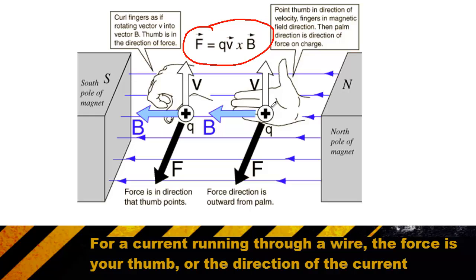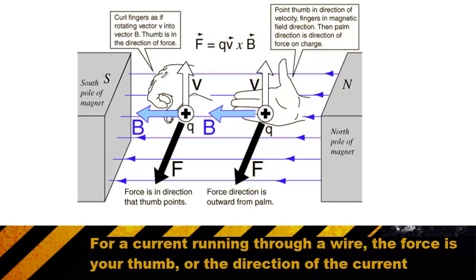In a static magnetic field, your hand will be open and extended as if you were going to shake somebody's hand. Your thumb represents the velocity or the direction of the charged particle. Your fingers indicate the field line, and the force is the direction your palm is facing.